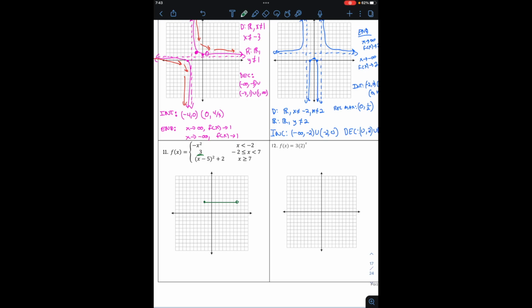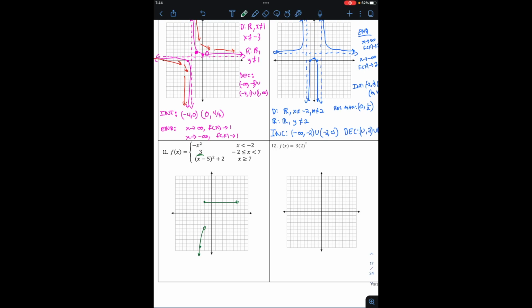-x² when x is less than -2. So -x² would go like this. Boom, boom, boom, boom. But we don't have that for the full domain. So we're going to put it starting right here with an open circle. And off we go. Great.